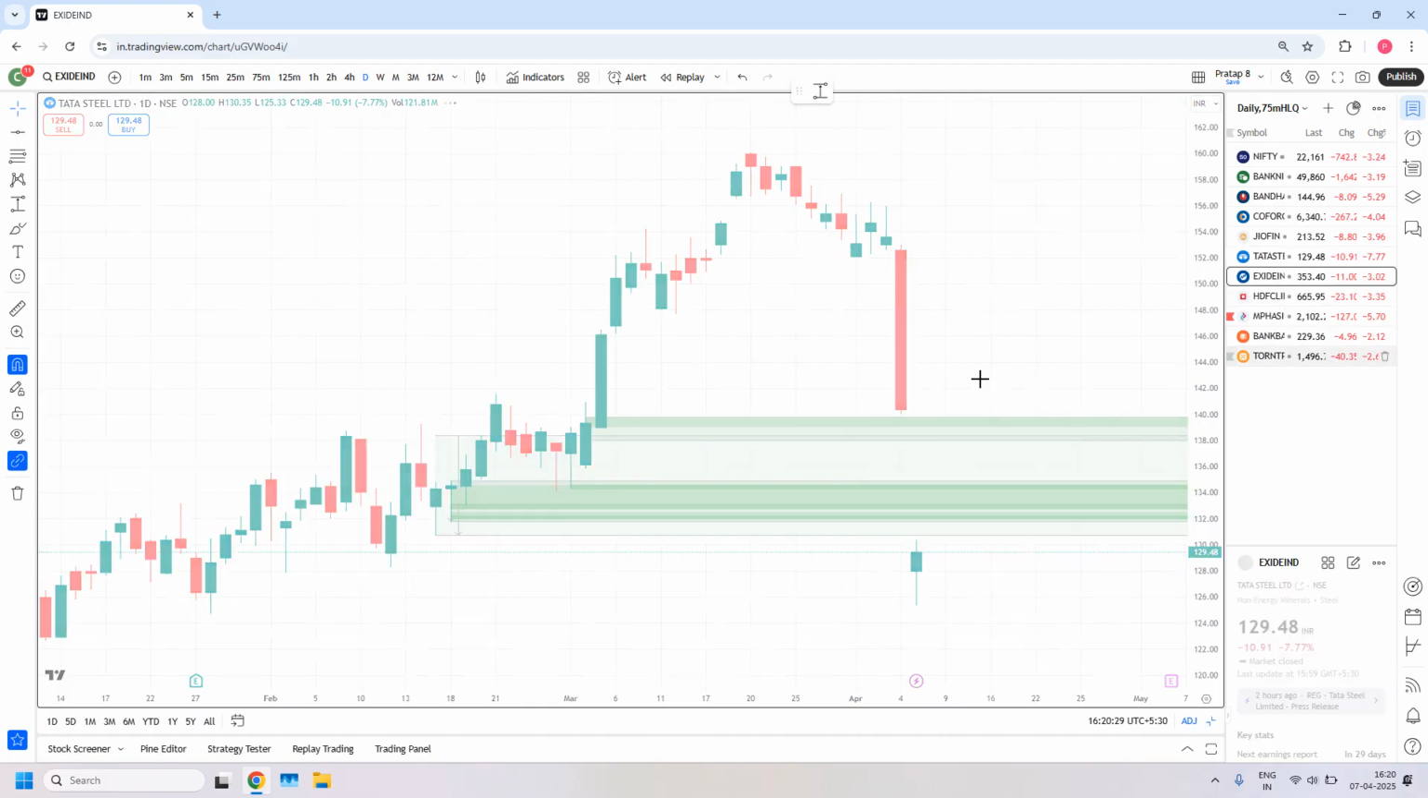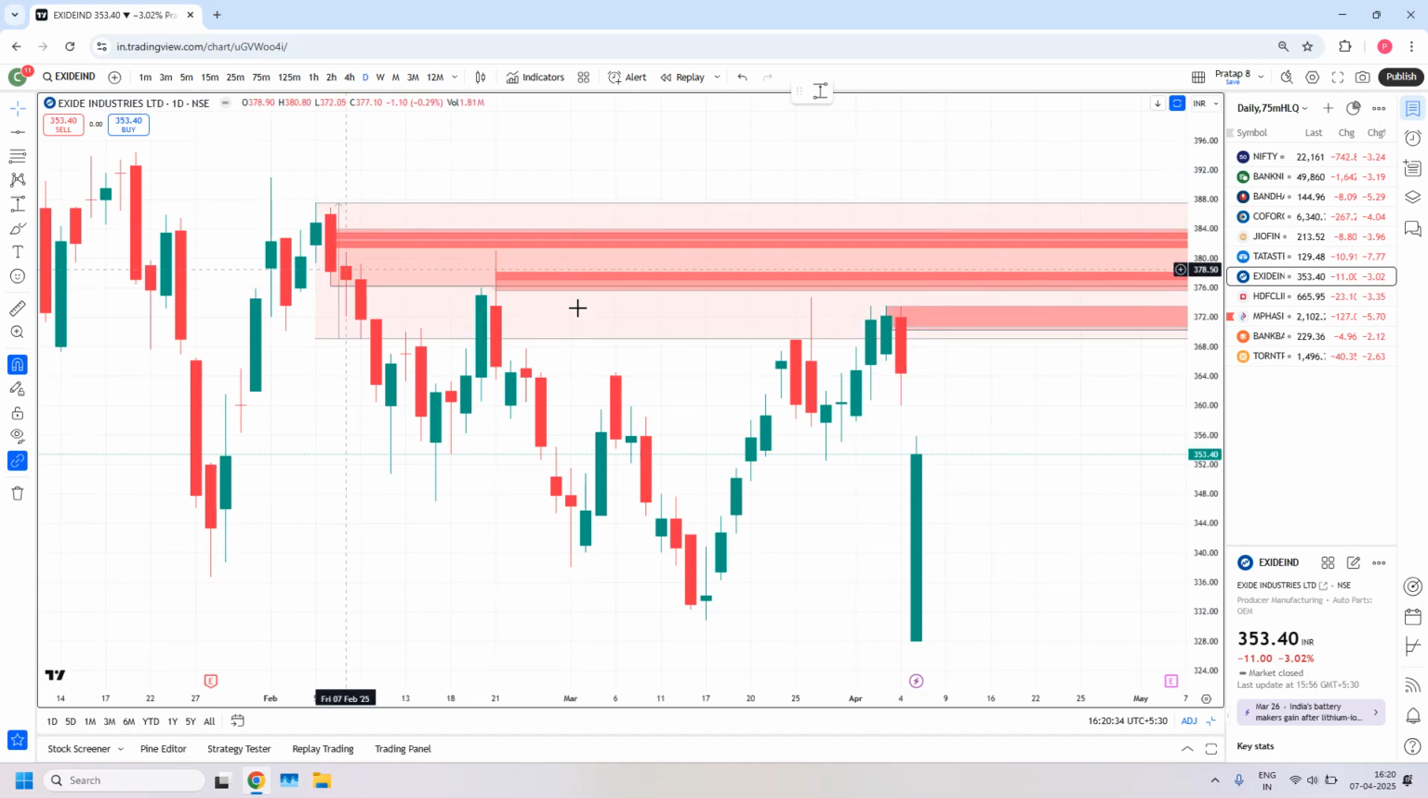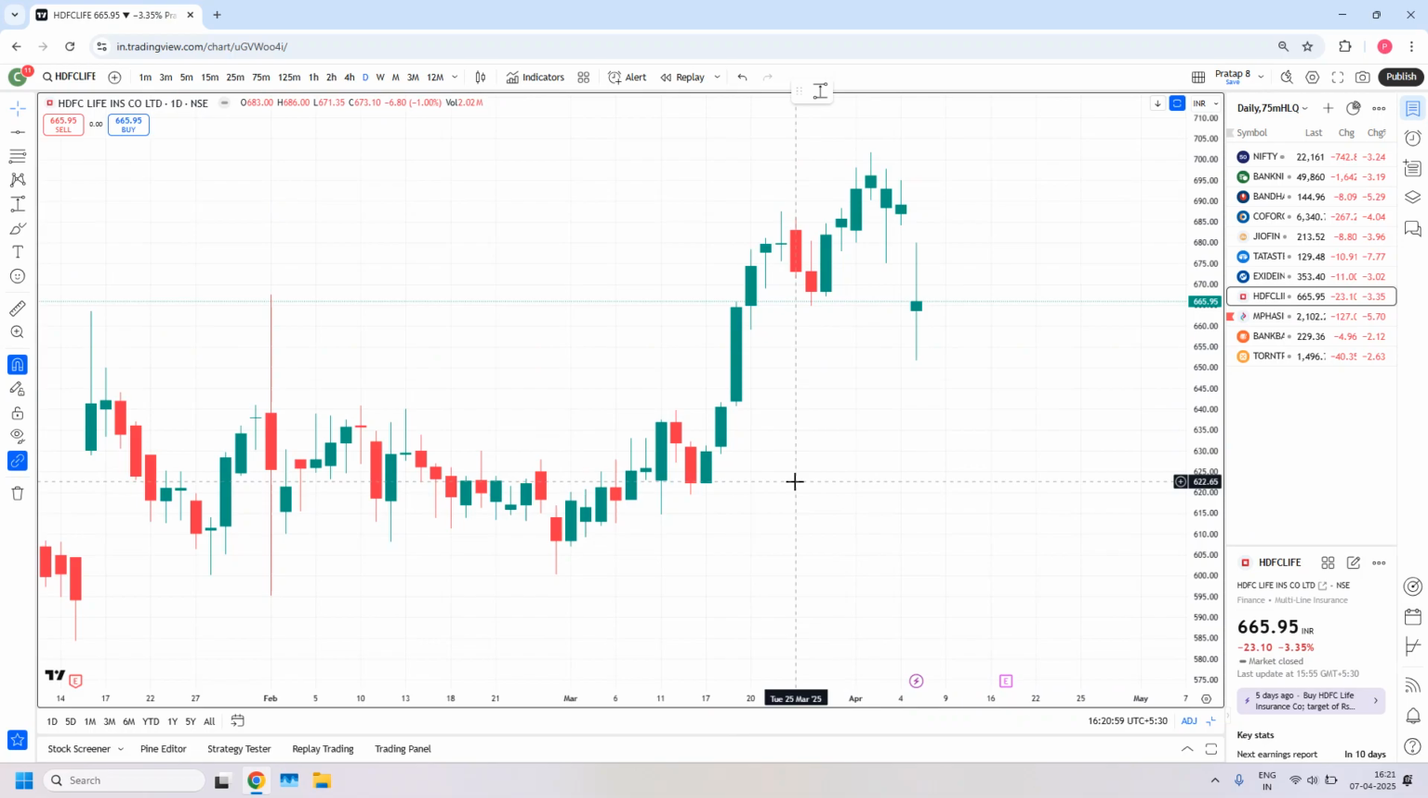And next one, Exide Industries. This is a supply zone, daily high liquidity supply zone. In the previous videos, we already fine-tuned this zone. I explained how we fine-tuned. And this opened with gap down. We didn't get any trade opportunity today. Definitely short traders would not have got any opportunities because the market itself opened with a gap down and moved away from your zones.